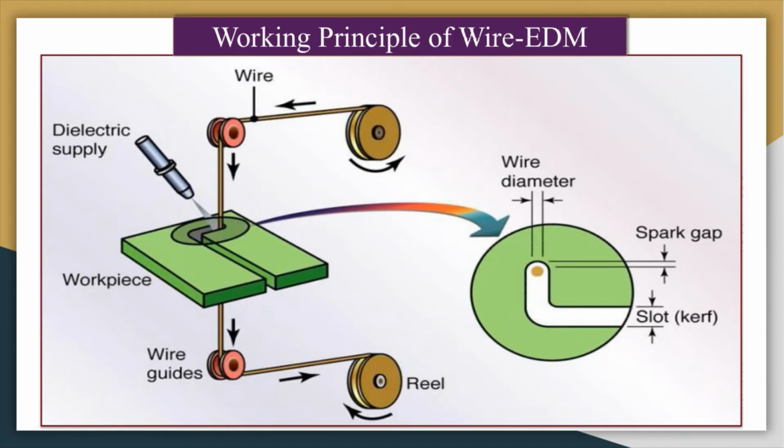There is a CNC control table, that is a work table. On that CNC control table, you can keep your workpiece. So here in this diagram, you can see an exaggerated view of the machining zone that I have shown.